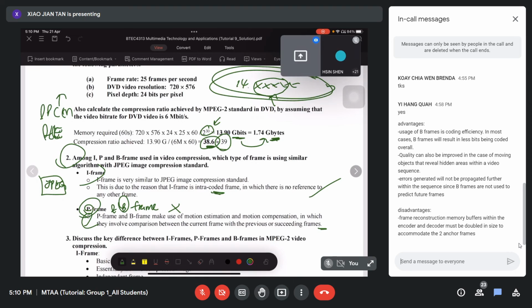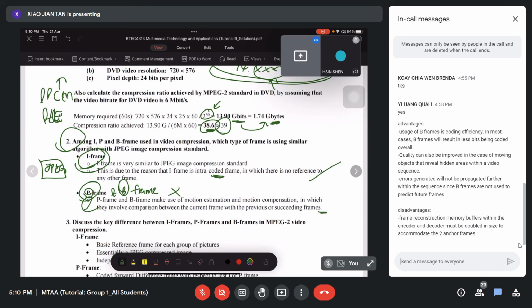Okay. Can I know who else has a similar answer, because we have two types of answer. The very first type is the I frame uses JPEG. P and B frames are not using JPEG because the I frame is independent. So it will use JPEG compression to remove the spatial redundancy. But do you all have another type of answer? Anyone from online?